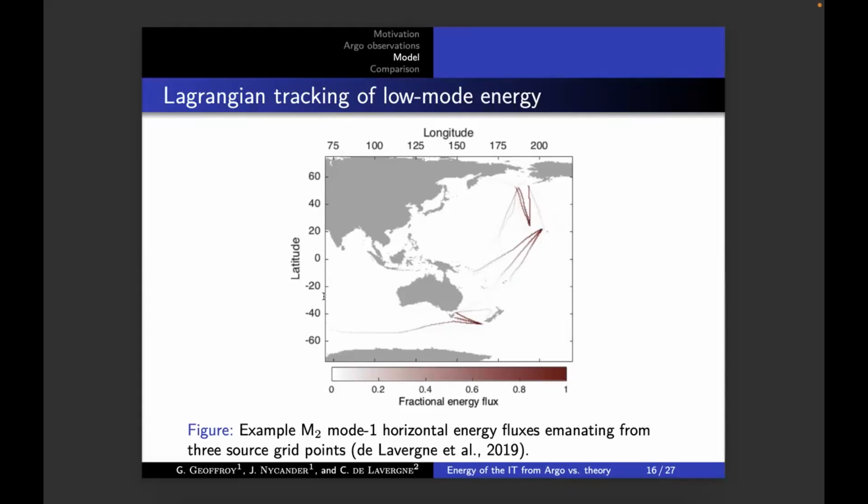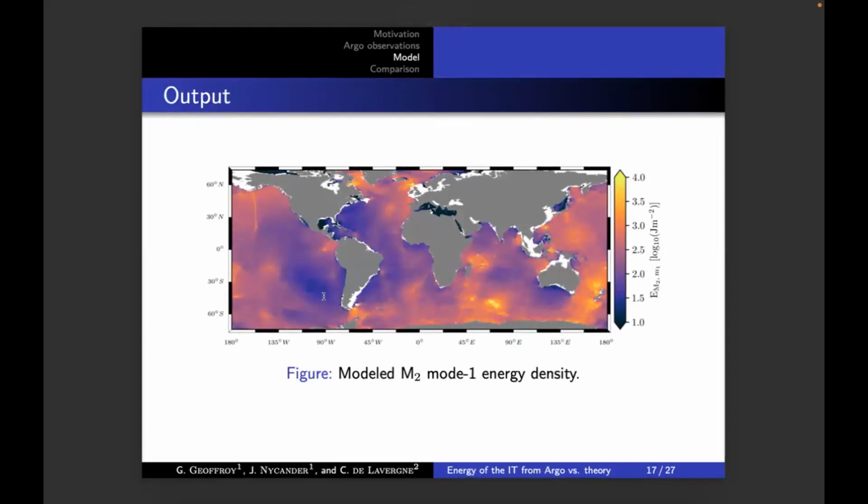And then we iterate that for all source points to get to these final results. So this is the energy content related to the M2 mode 1 internal tide.